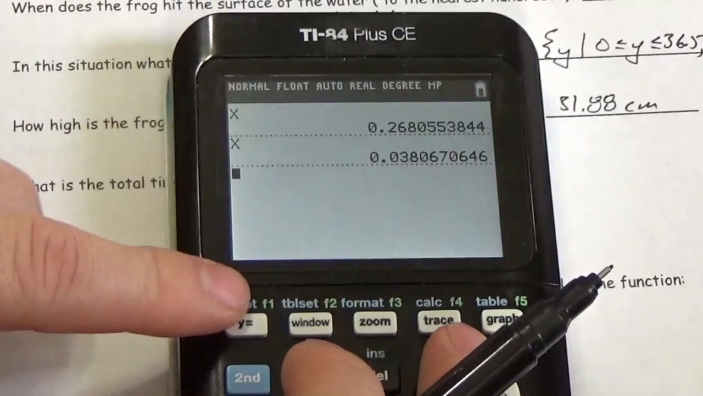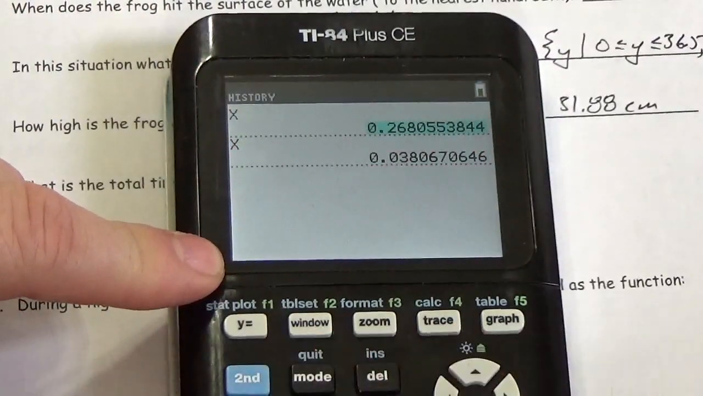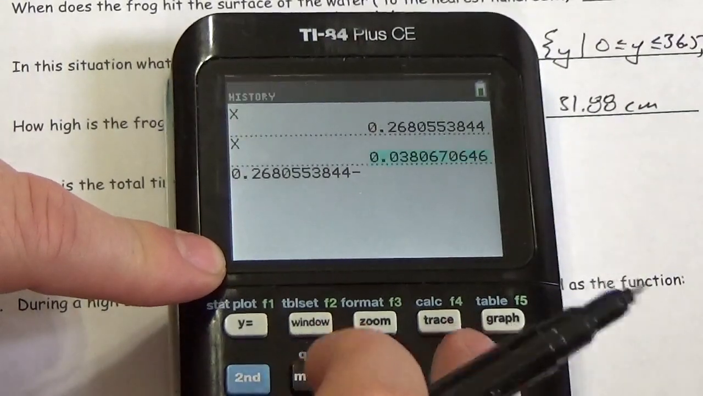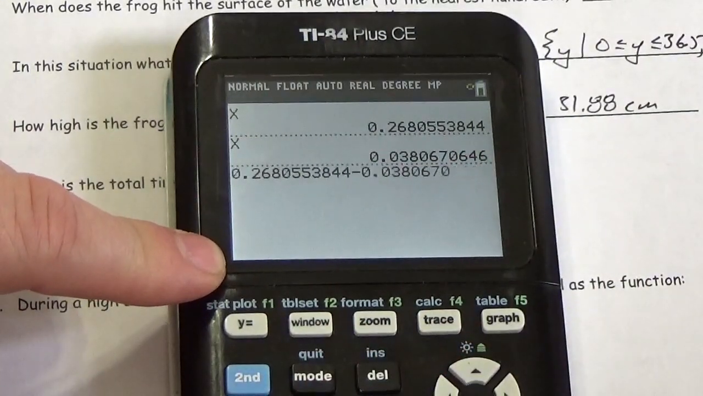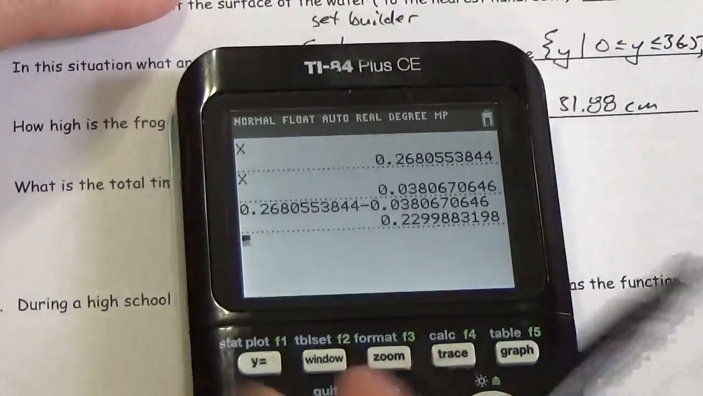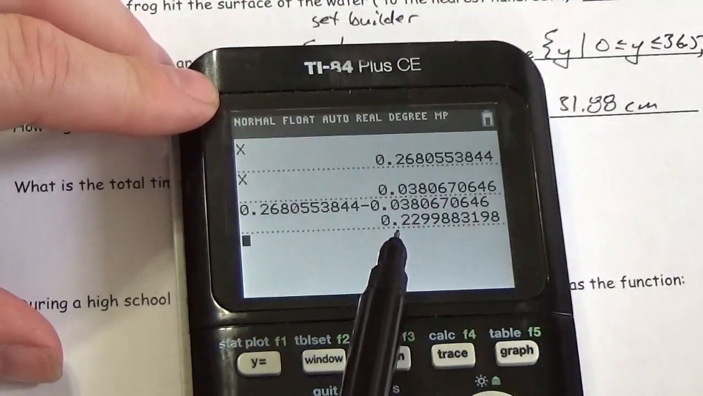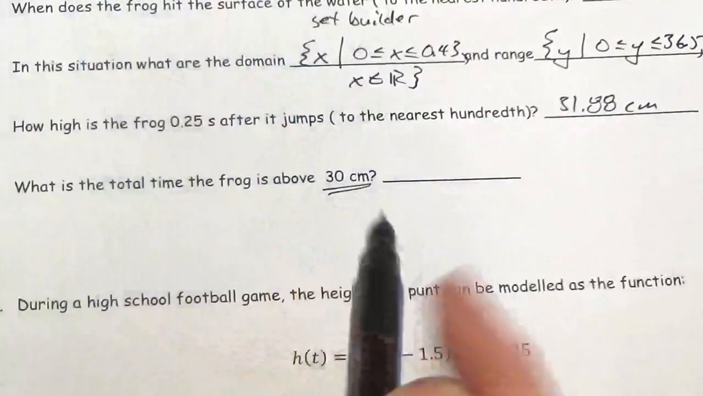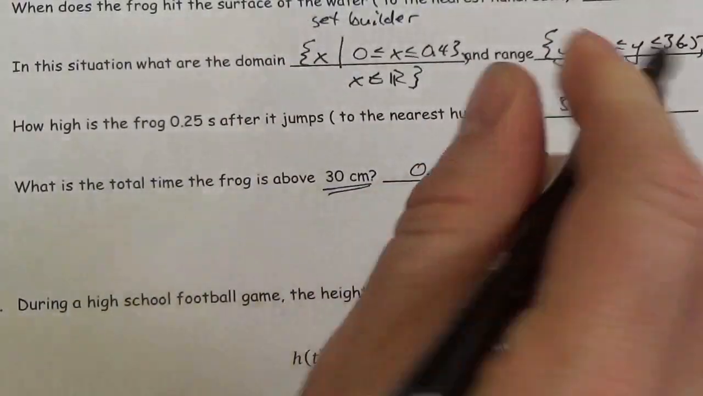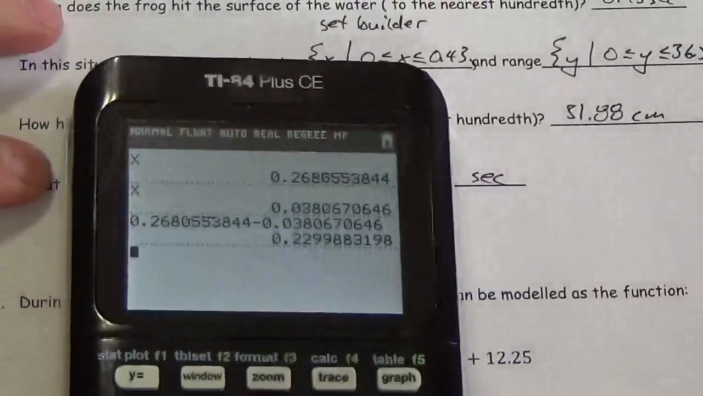Now, on this particular version of the calculator, what I can do is I can come up to here, press to choose that, minus this number right here. And I get that. What are they asking for here? Well, it doesn't even ask you, so I'll do this to the nearest tenth here. So the frog here is above that height for 0.2 seconds.